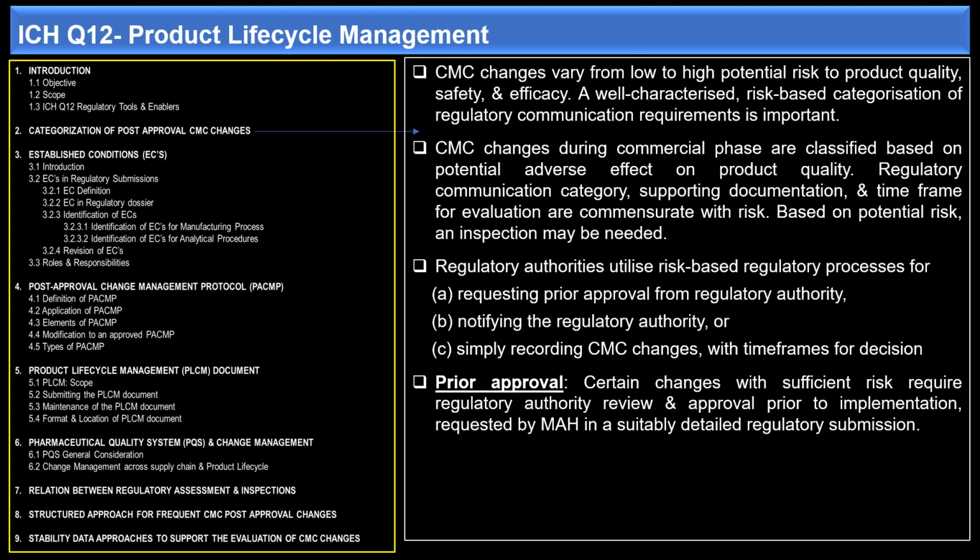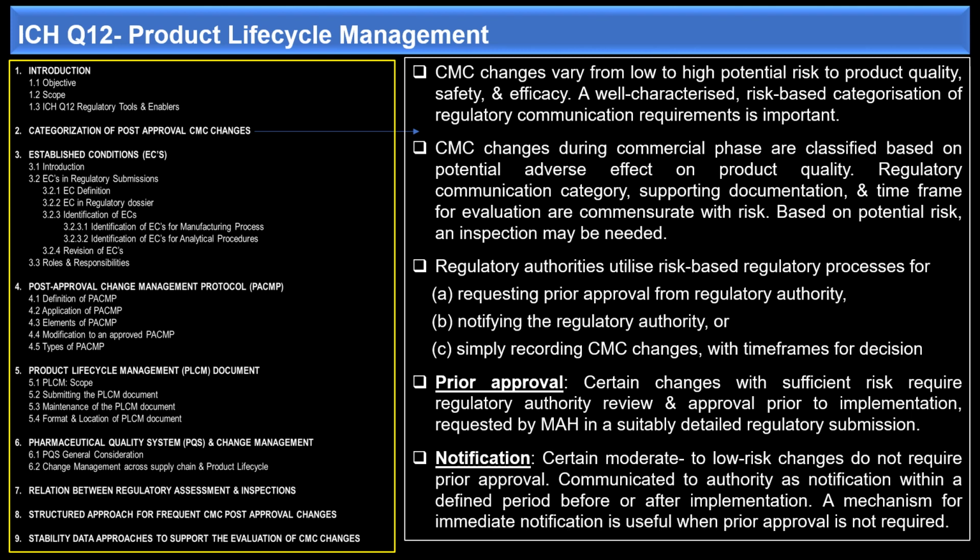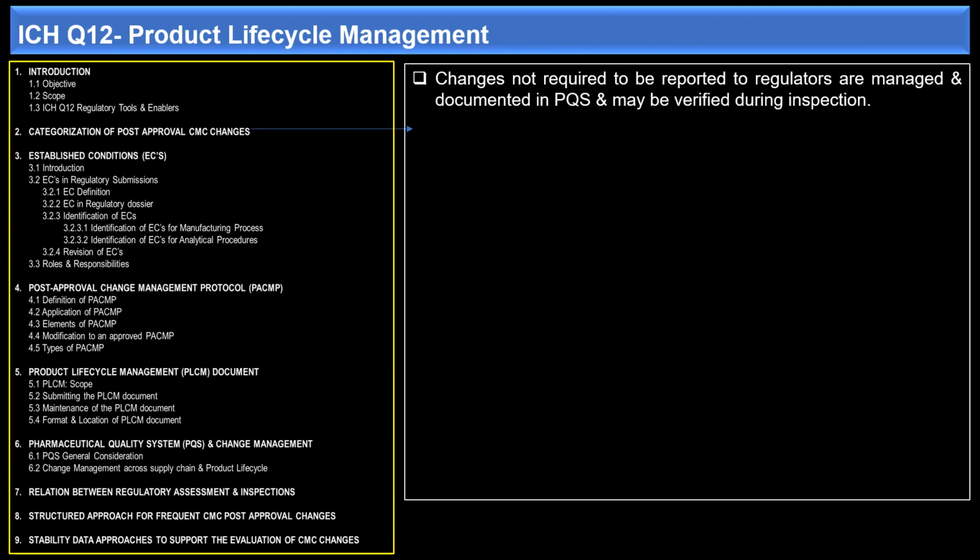If we look into the prior approval, certain changes with sufficient risk require regulatory authority review and approval prior to the implementation. And notifications are for certain moderate to low risk changes that do not require prior approval. They are communicated to the authority as notification within a defined period or after implementation. A mechanism for immediate notification is useful when prior approval is not required. Changes not required to be reported to the regulators are managed and documented in the pharmaceutical quality system and may be verified during inspection.